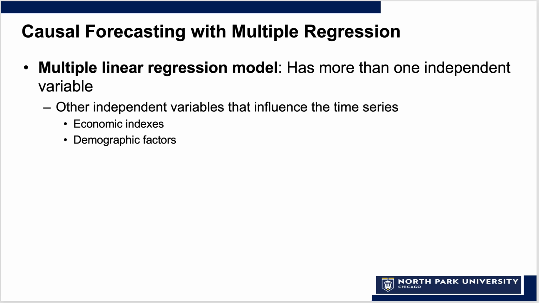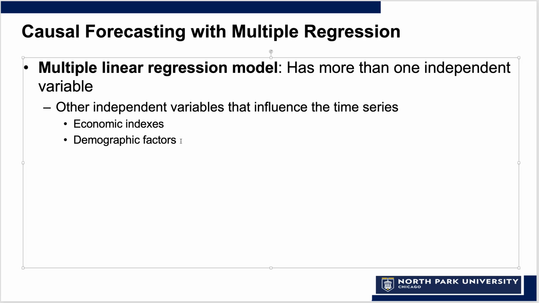So, causal forecasting with multiple regression. Multiple linear regression has more than one independent variable. You could have other independent variables that influence the time series, such as economic indices, demographic factors, the consumer price index. It could be the inflation rate. It could be the unemployment rate, because if you're trying to forecast sales in a department store or an online store of some sort, your sales could be dependent on what the unemployment rate is.